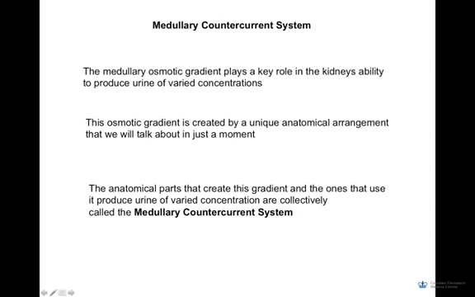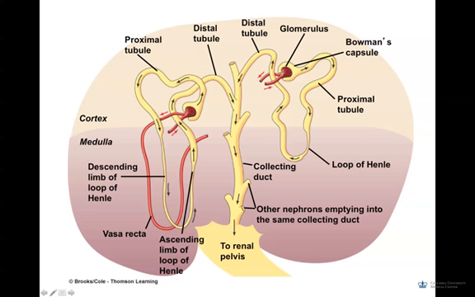So this medullary osmotic gradient plays a key role in the ability to produce urine of varying concentrations. It's created by a unique anatomical arrangement, a set of anatomical parts that make up the medullary countercurrent system. One set of parts creates the gradient. So one set of structures in the countercurrent system creates the gradient, and then another set actually uses that gradient to produce urine of varying concentration. So let's look at what those structures are.